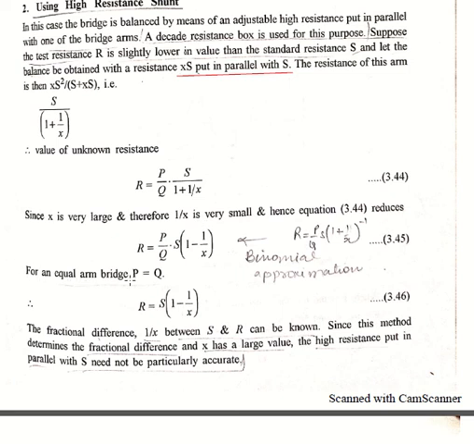For an equal arm bridge, P by Q is equal to 1, so P equals Q. So our R turns out to be S multiplied by 1 minus 1 by X. The fractional difference between S and R can be known. Since this method determines the fractional difference and X has a large value, the high resistance put in parallel with S need not be practically accurate.